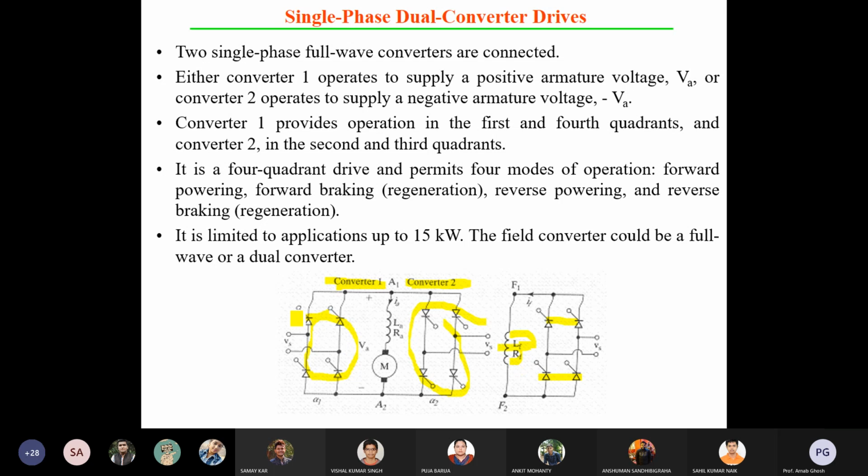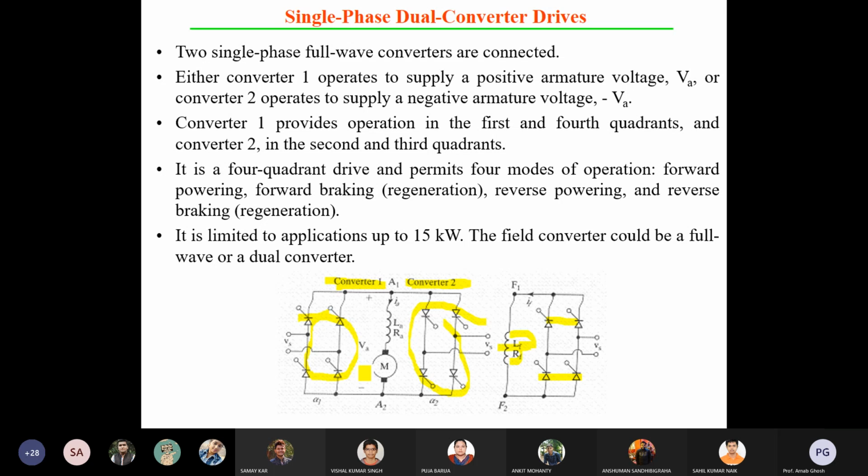You know the firing pulse. By variation of the firing pulse, the motor can work in any of the directions. The motor voltage may be positive or negative, and the motor current may be positive or negative. Any of these situations can occur. Suppose both V and I are positive. Suppose V is positive and I is negative, that is your fourth quadrant.